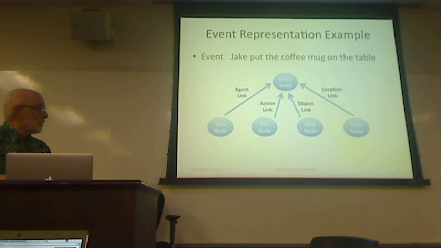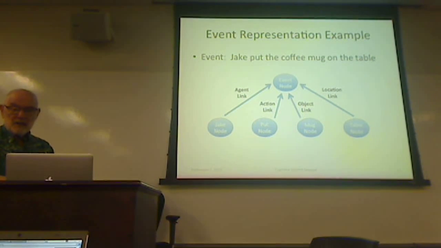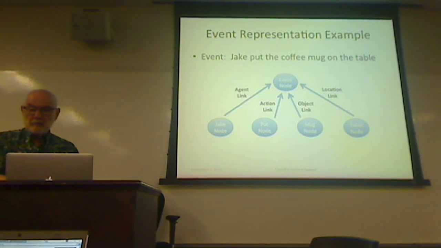These are thematic role links that come from Fillmore's case grammars. We've got an agent link, an action link in this case, and all these. So this is the kind of representation out of which the larger structures are built, typically.